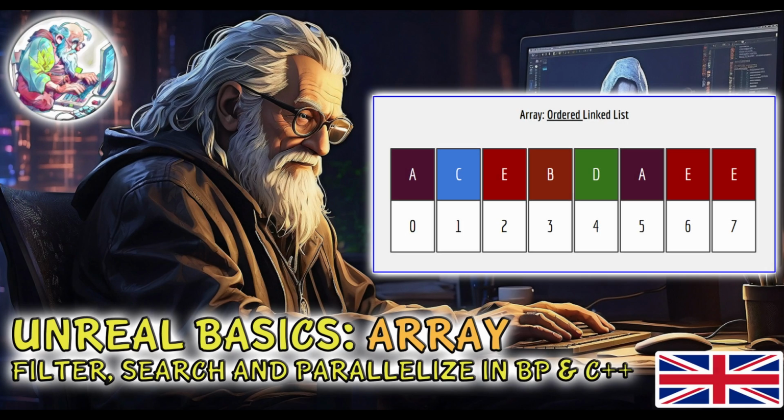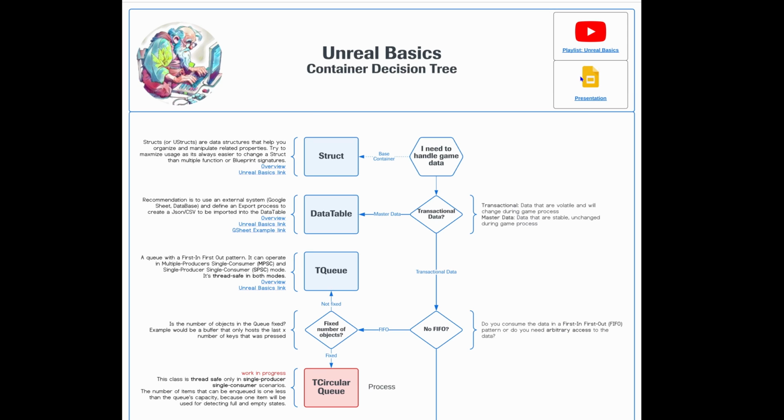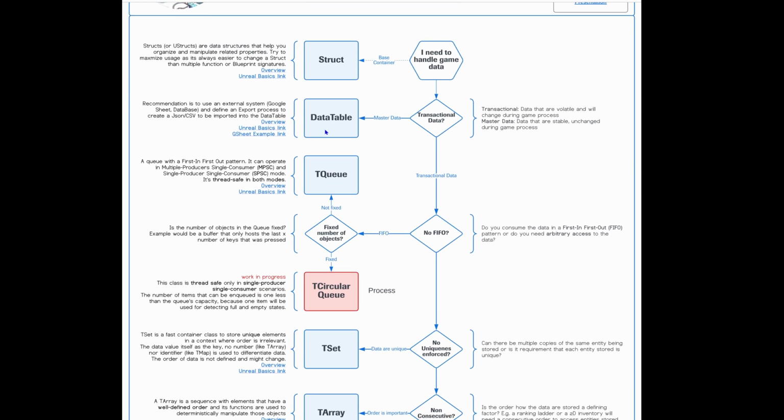Buddy, today we look at arrays. Arrays are ordered lists, essentially. So how would a decision tree look to actually choose an array as our standard container? I'm back at the decision tree. I linked the playlist and I linked the presentation that I use here in the videos. And let's have a look how to go to an array.